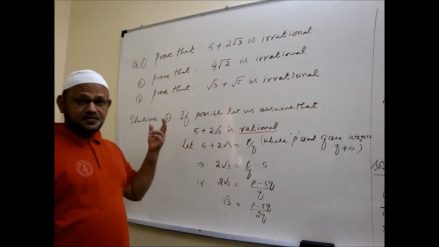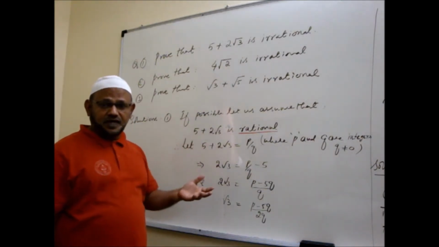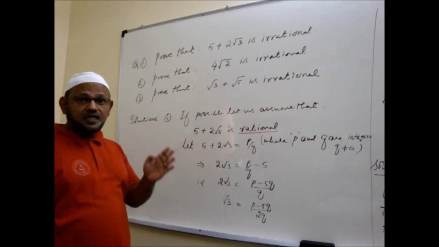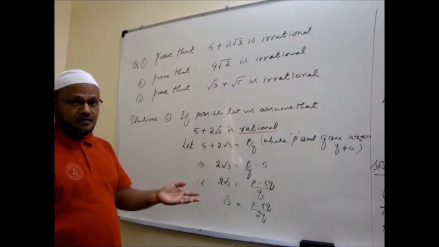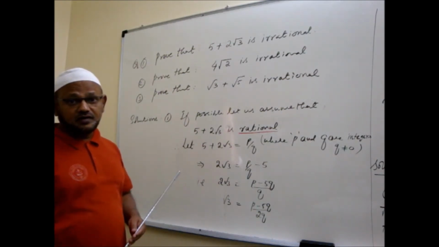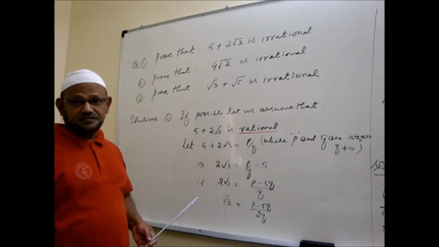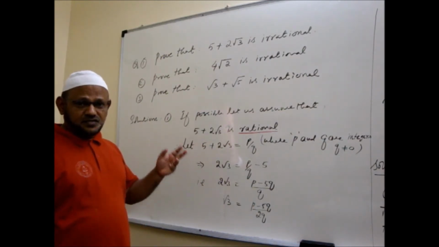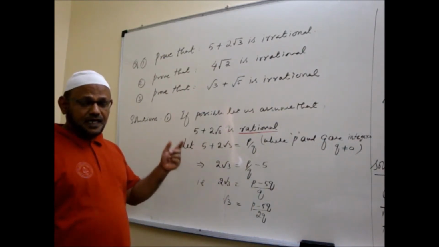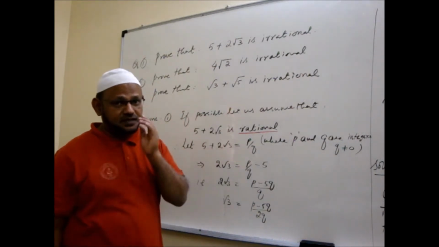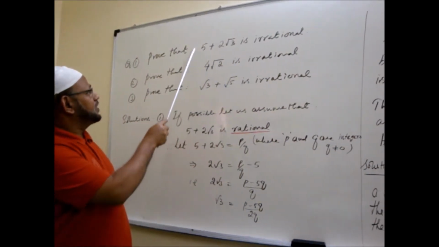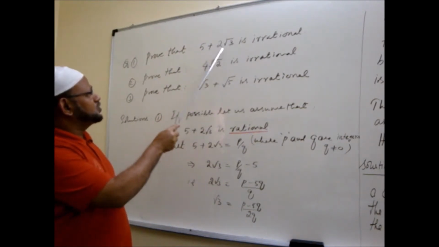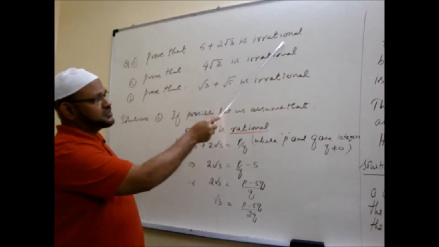If you add, subtract, multiply, divide a rational number and an irrational number, you always get what? An irrational number. If you add, subtract, multiply and divide one rational and one irrational, then you always get an irrational number. In that way here 5 added with 2 times root 3 is irrational, of course.